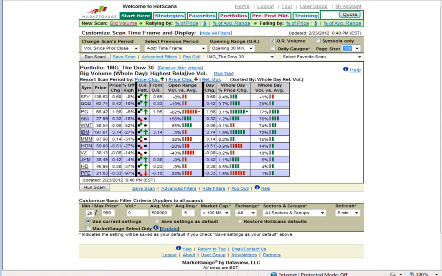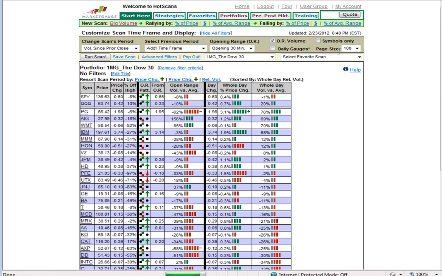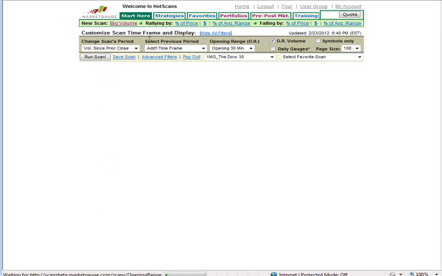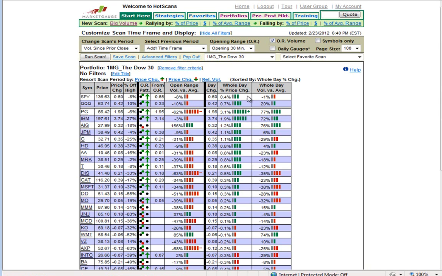Second, I am going to remove all the filter criteria, which you can do when you're in a portfolio. So I hit remove filter criteria, and that will do an automatic recalc here. I've got my page size set to 100, so now I can see the whole Dow with the sort being volume. And I could easily change it to show me the stuff that is leading the market higher.